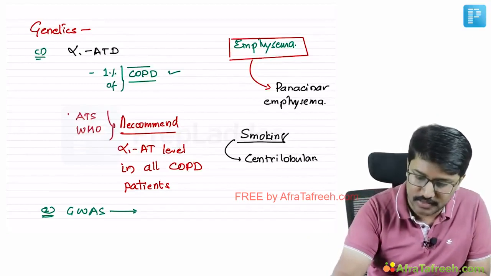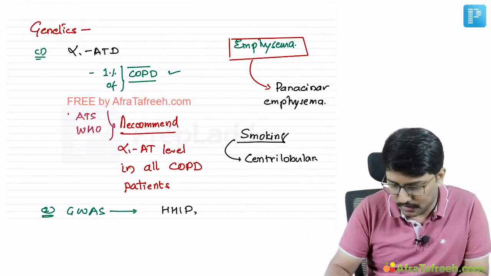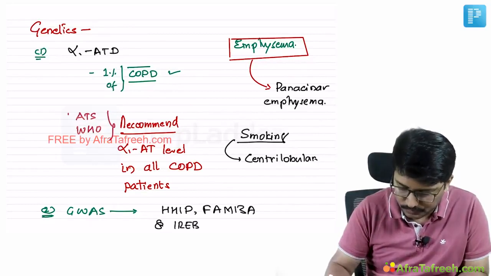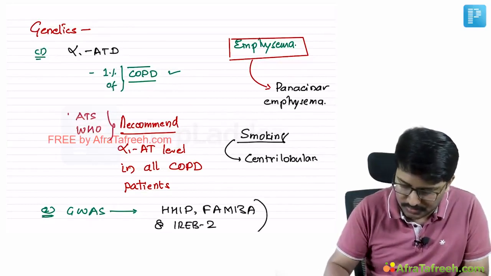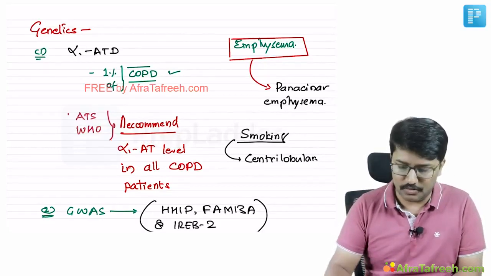So GWAS studies have identified variants of genes called HHIP, FAM13A and IREB2. Certain variants of these genes are associated with increased risk of developing COPD. Okay, so that's about genetics.